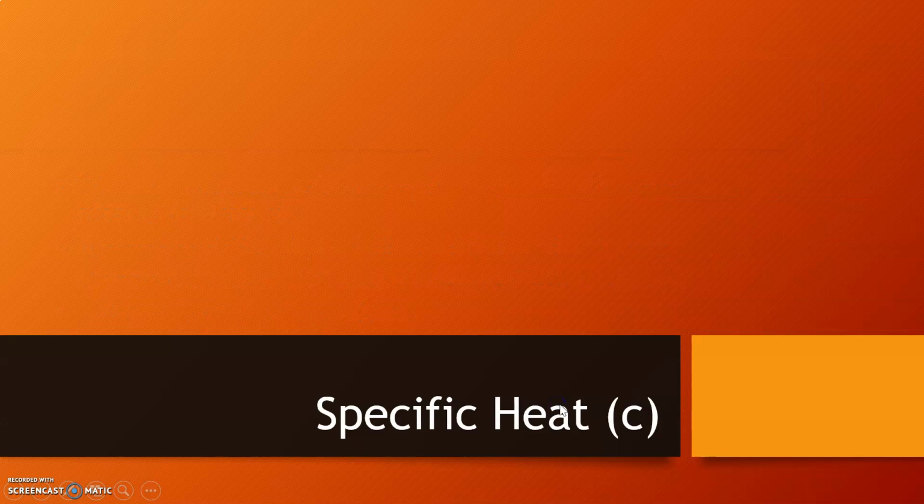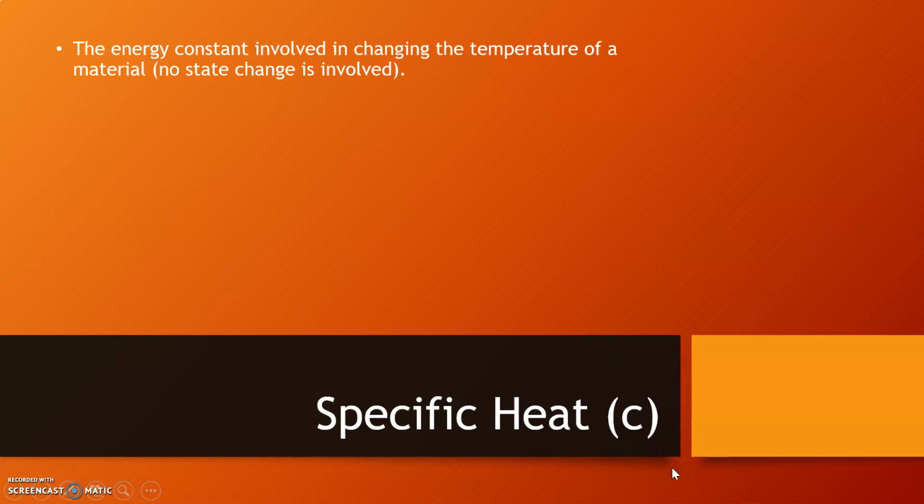So the first energy constant we want to take a look at is specific heat. That's given the variable little c. Specific heat is the energy constant involved when you are changing the temperature of a material. So you're not doing a state change. All I'm doing, for example, is heating up water to make a cup of coffee. Something like that.